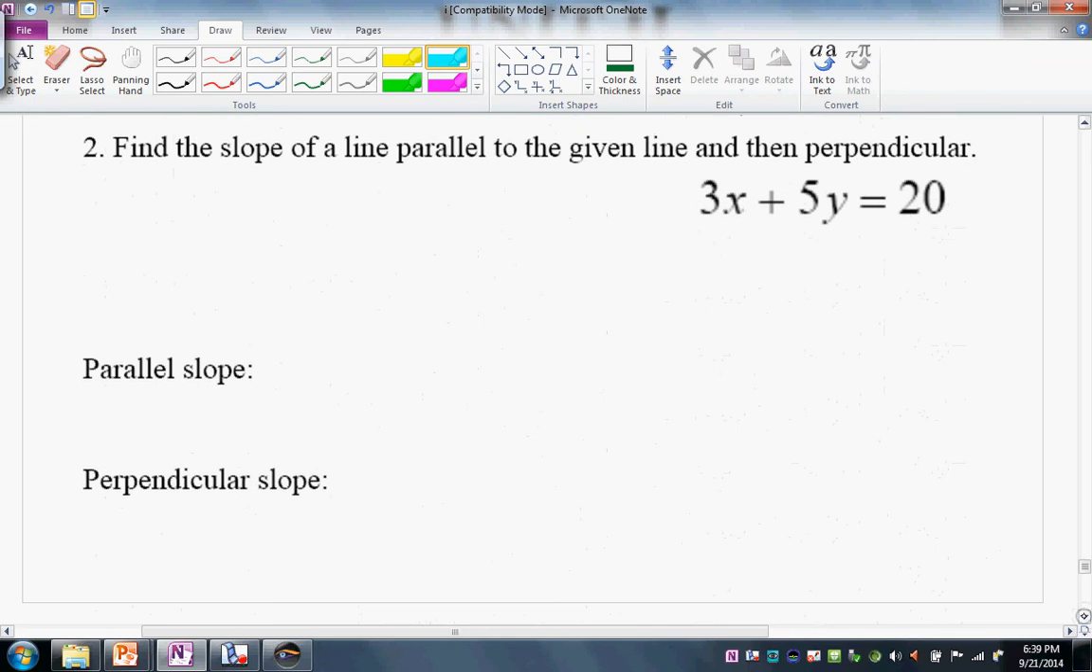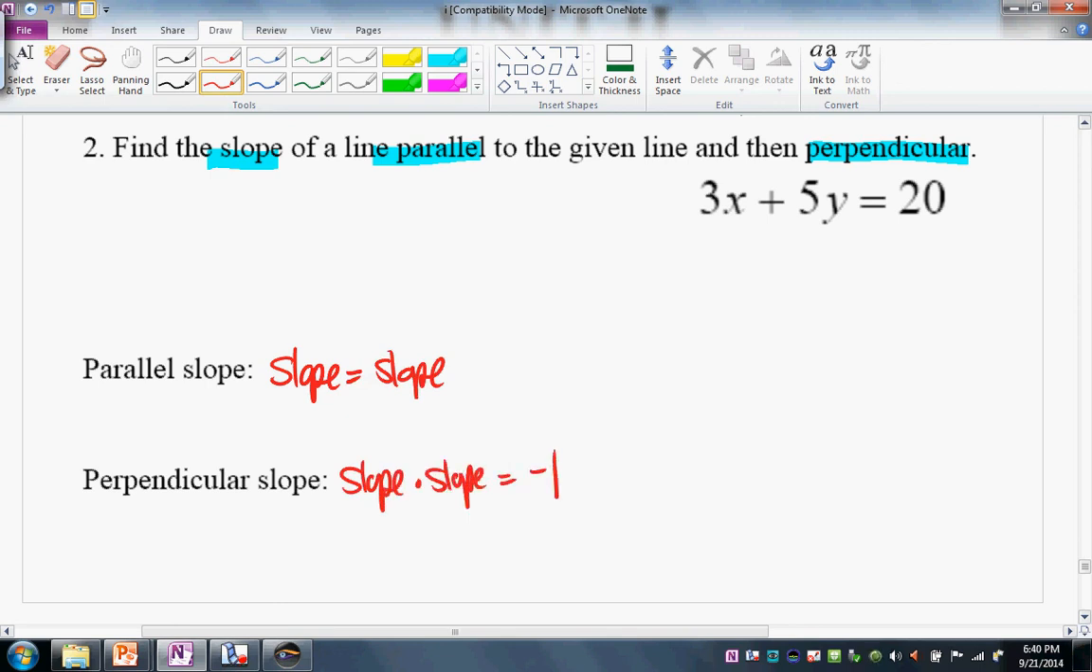So here's a very common algebra problem that is very common on SATs. It says find the slope of a line parallel to the given line, then perpendicular. Let's write down our properties. For parallel slopes, we know slope equals slope. For perpendicular slope, we know slope times slope equals -1. To identify the slope, you're used to writing it in y equals mx plus b, where that m is the slope.